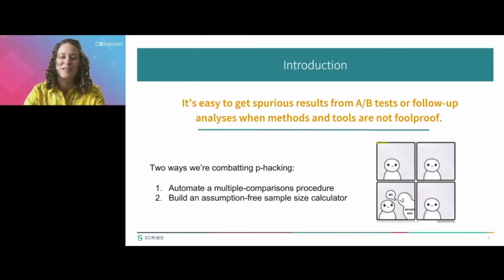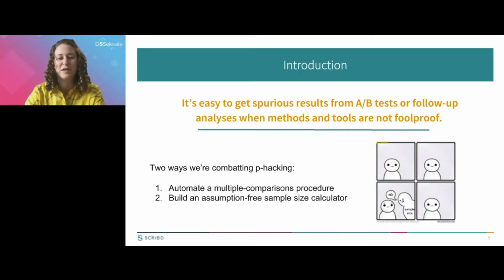So like Chris said, we're going to talk to you about a couple of different ways that we're combating common errors in the process of experimentation. It's easy to get spurious results by accidentally or sometimes intentionally misusing analytical tools. A couple of the examples we're going to talk about: it's easy to find false positives when you're doing multiple comparisons, comparing different variants or metrics without adjusting the significance level. And also, online sample size calculators often make a lot of assumptions about your specific test scenario that may or may not be true. So we're going to talk about some of the pitfalls with online sample size calculators and how we solve that at Scribd.